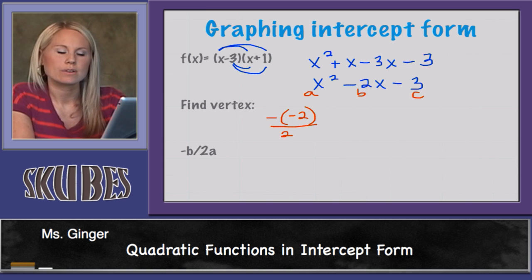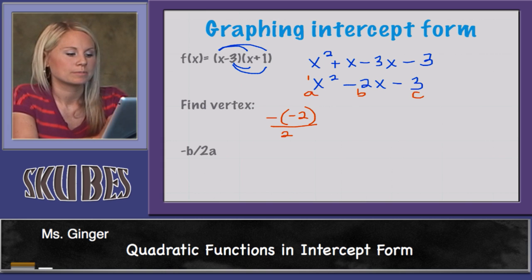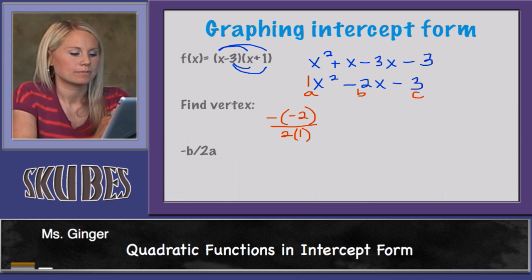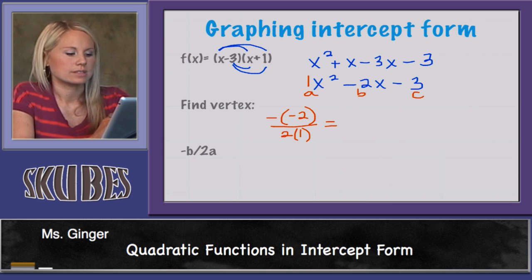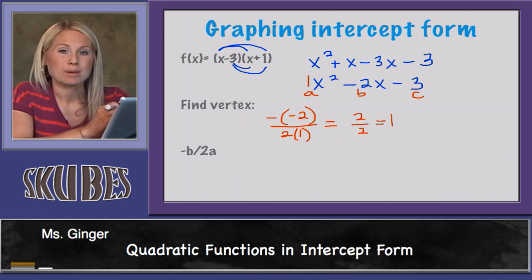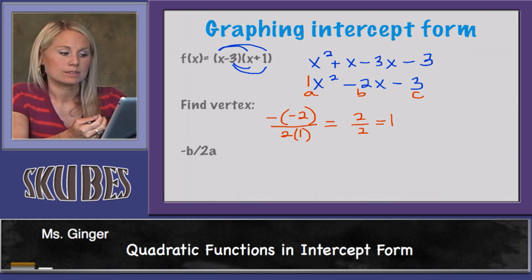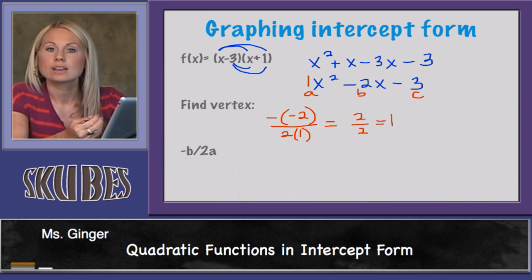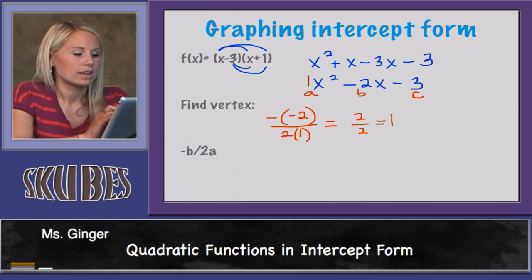Notice there's not a number there. So when that happens in front of a variable, there's an implied 1. I'm going to use 1 for a. So what's this give me? This gives me +2 over 2, which is 1. And then to find my matching y value of the vertex, I'm just simply going to plug that back in and see what comes out for y.